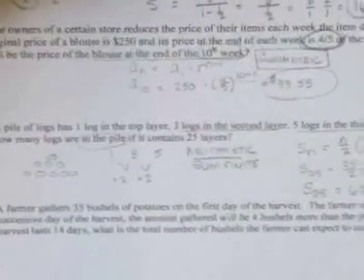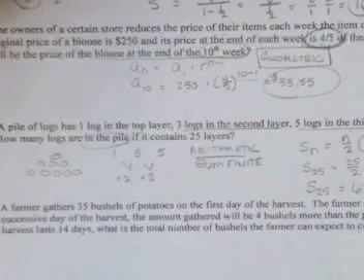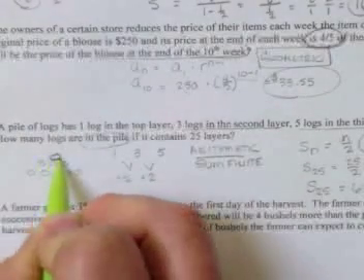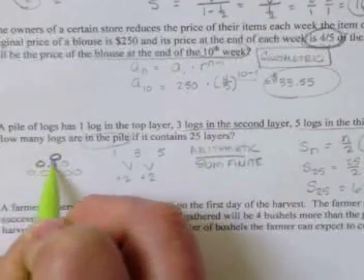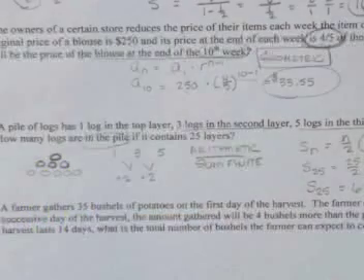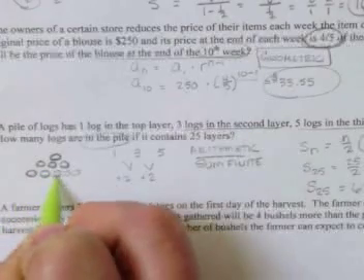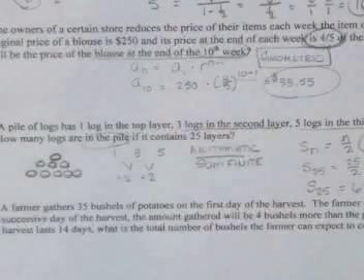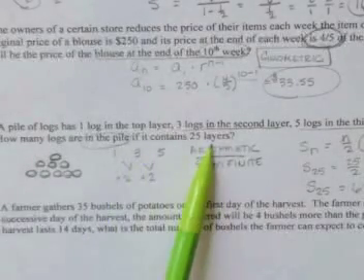So the next problem I'd like to do for you is problem number 4. And it says a pile of logs has 1 log in the top layer. So I have a log right here. And then 3 logs in the second layer, and 5 logs in the third layer. And so forth. And it says how many logs are in the pile total if it contains 25 layers.